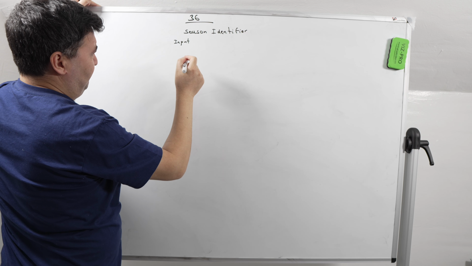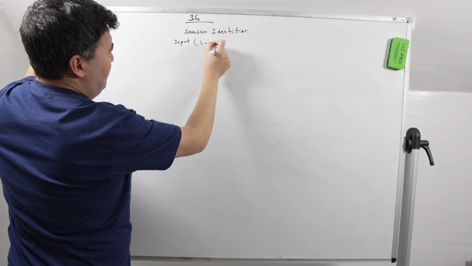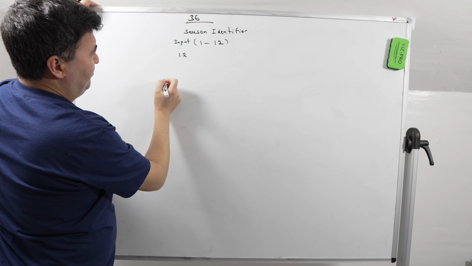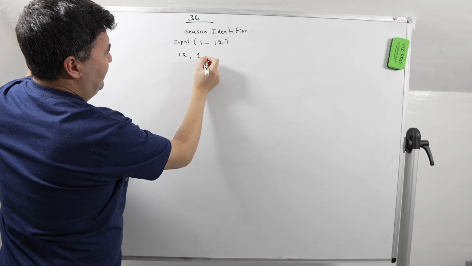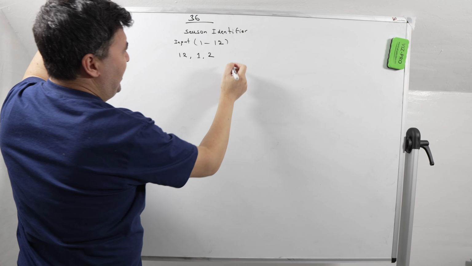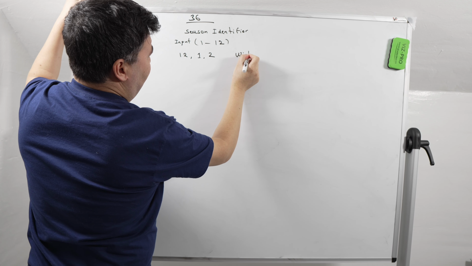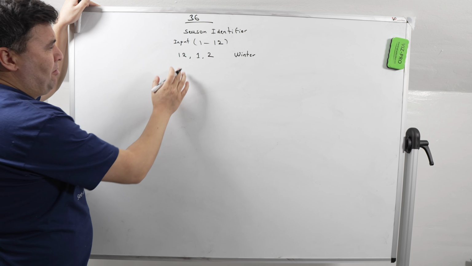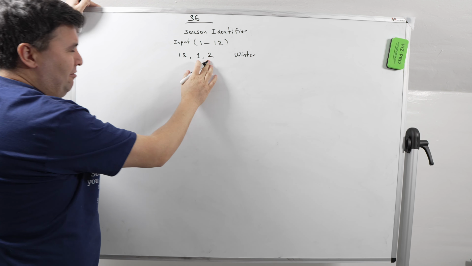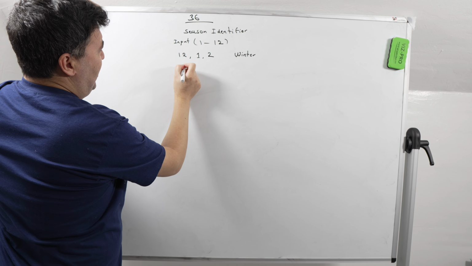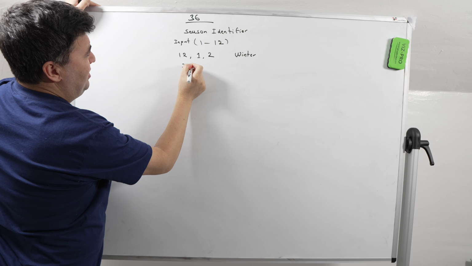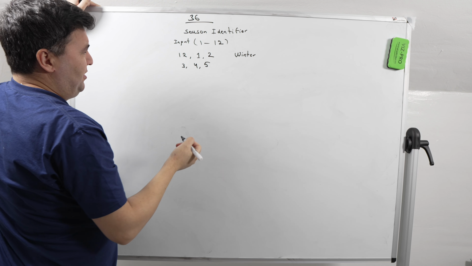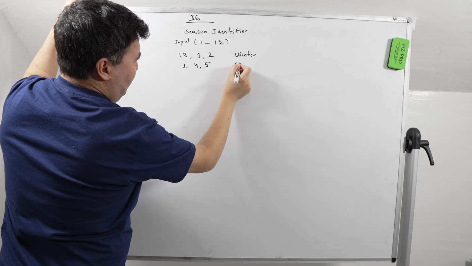So if the user enters a number between 1 and 12: if the user enters 12, 1, or 2, we say this is winter season, because the months of December, January, and February are winter season. So if the user enters 3, 4, 5, we output to the user that this is spring season.